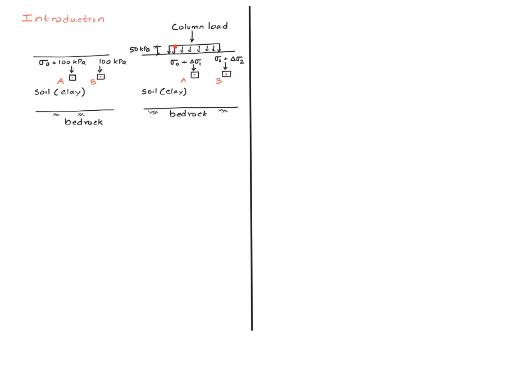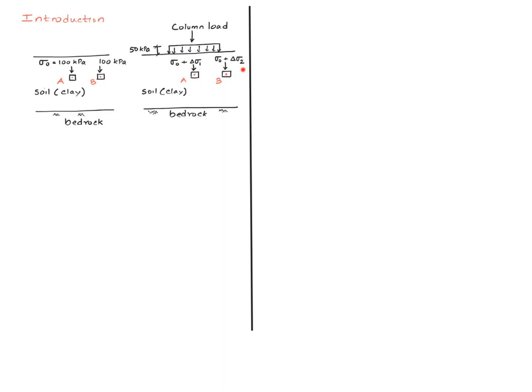Now we're going to apply a column load and the stresses at these 2 points are going to change. These stresses, that is the stresses before the application of the column load, then serve as the initial stresses. We need to calculate these changes. Let's just say the change at point A is delta sigma 1 and change at point B is delta sigma 2. Now it turns out these 2 stresses are not going to be the same. How to calculate these changes is the subject here.